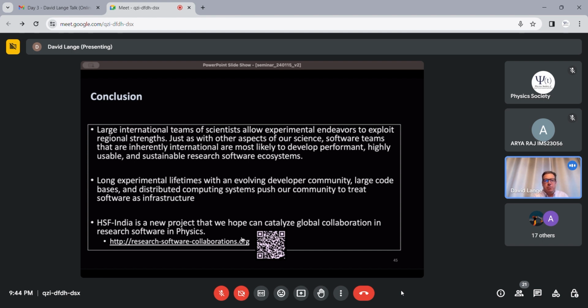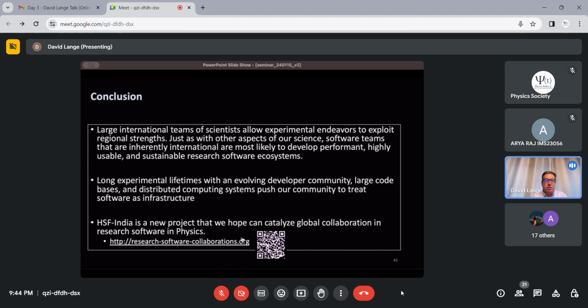And these exploit regional strengths, and we want to get to the point where we have the same environment in research software, that we have truly international software teams that are able to develop very performant, highly usable, sustainable software for our experiments.